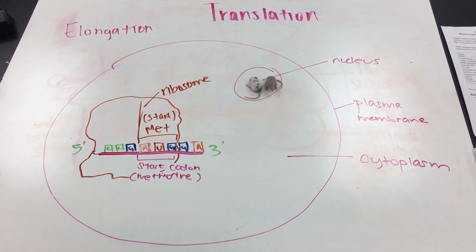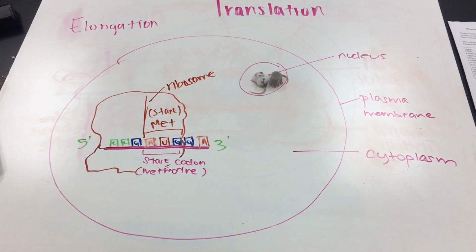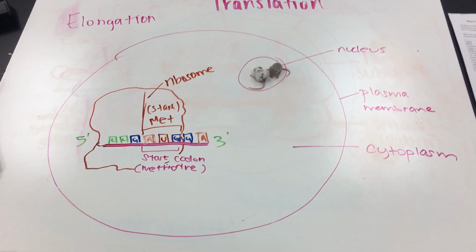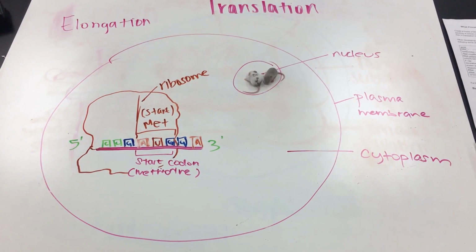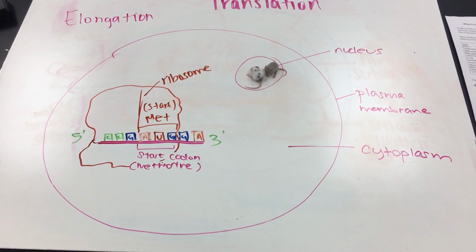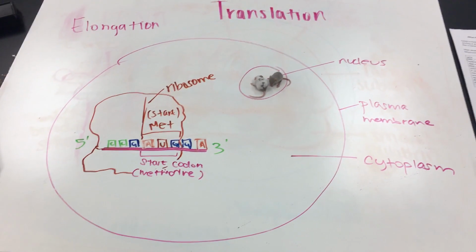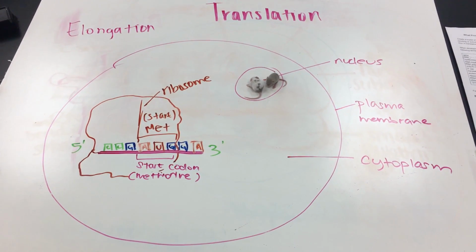The second step of translation is elongation. There are 3 steps in elongation: codon recognition, where the tRNA binds to the matching codon; peptide bond formation, where a new peptide bond is formed; and translocation, where the mRNA shifts forward by a codon.